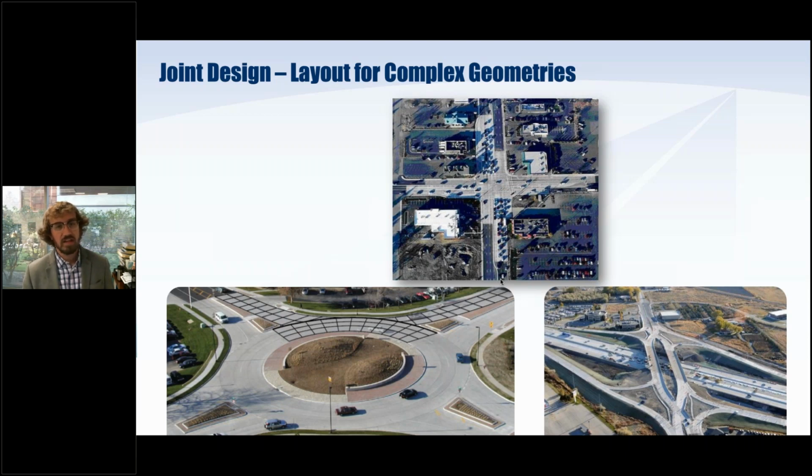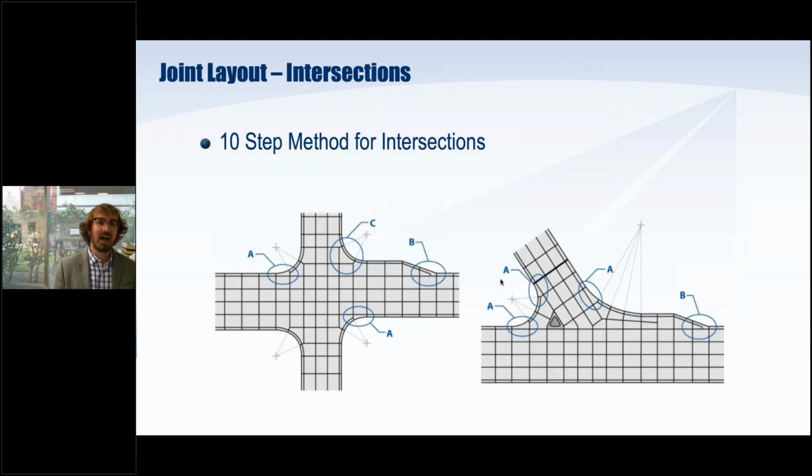And so for that, ACPA has a few step-by-step guides for how to actually design these joints. The first one is the 10-step method for jointing intersections. You can see here the result of going through those 10 steps. You get a pretty good joint layout where most of our joints are square as much as possible, rectangular.